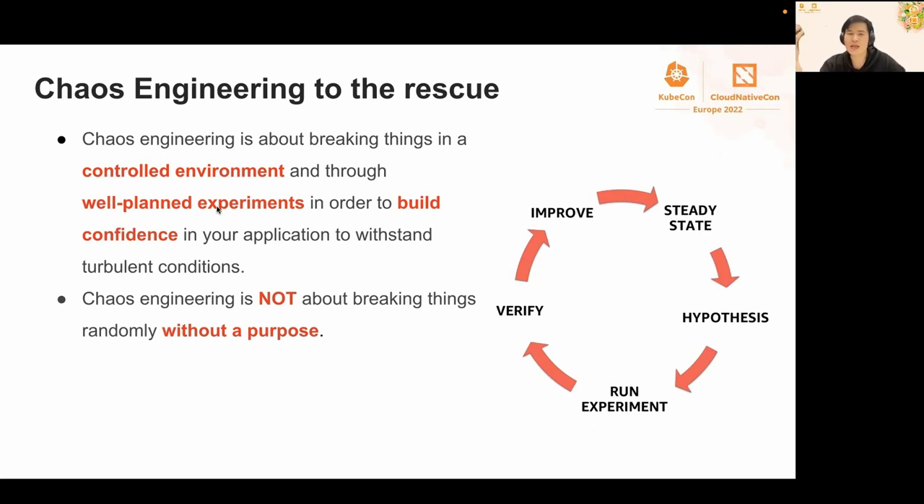The other keywords are controlled and well-planned, because chaos engineering is not about breaking things randomly without a purpose. We use Chaos Mesh to find the potential problems, rather than to affect the normal usage of the systems, the normal usage of the applications, and so on. And at the beginning of my journey of chaos engineering, I also met some problems.